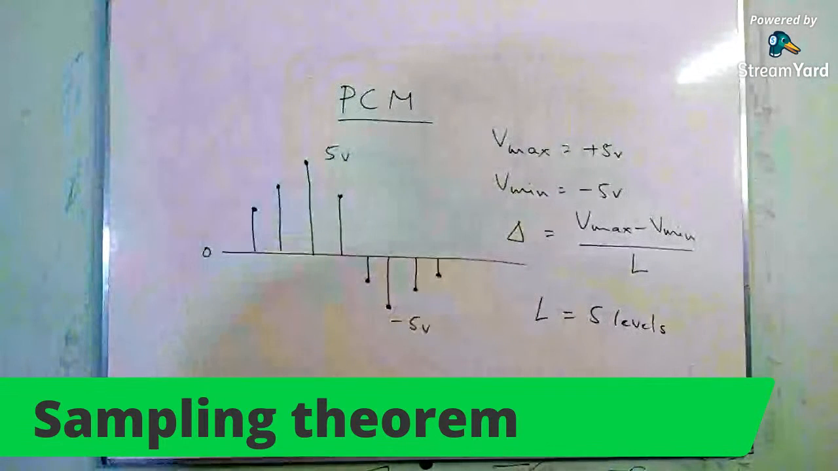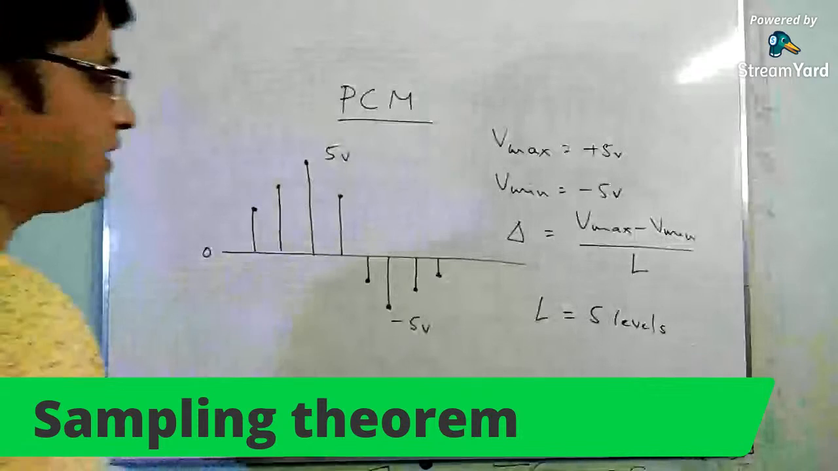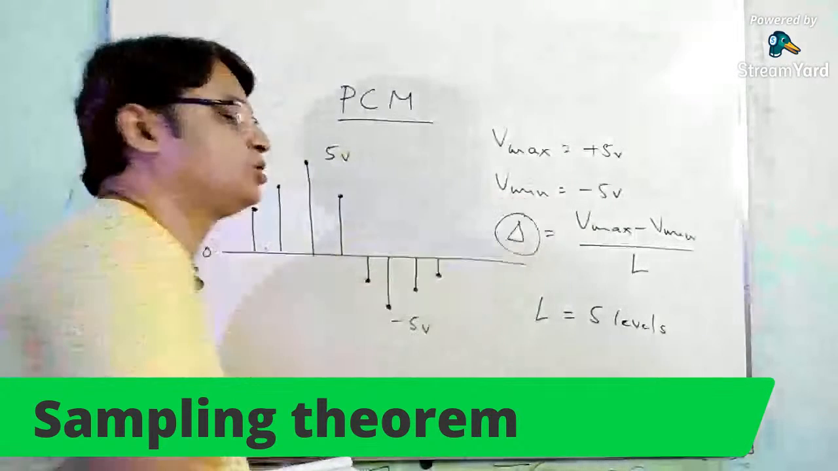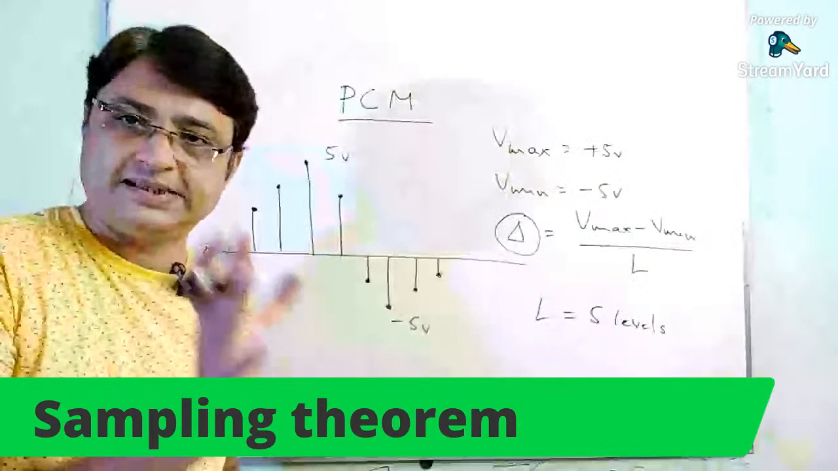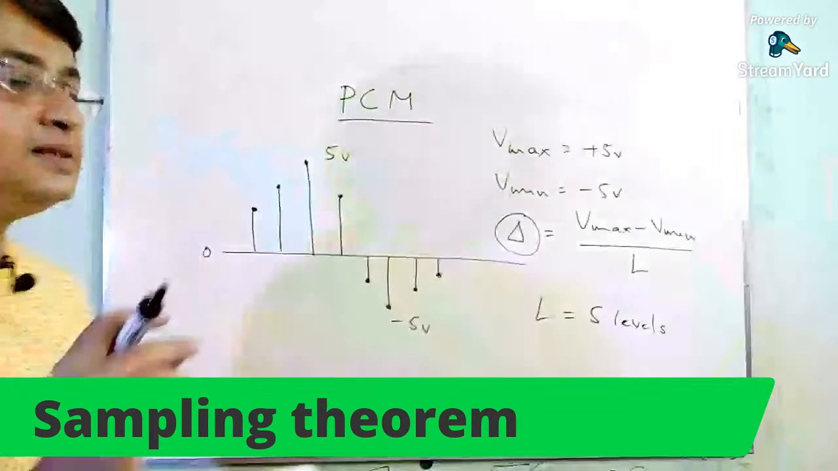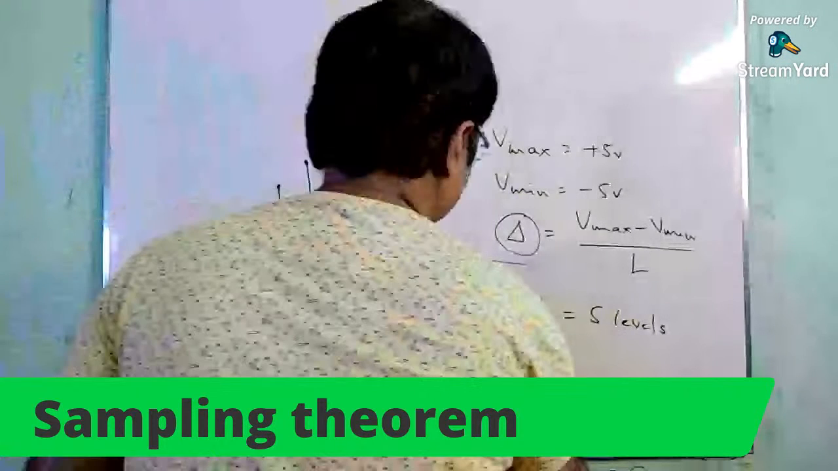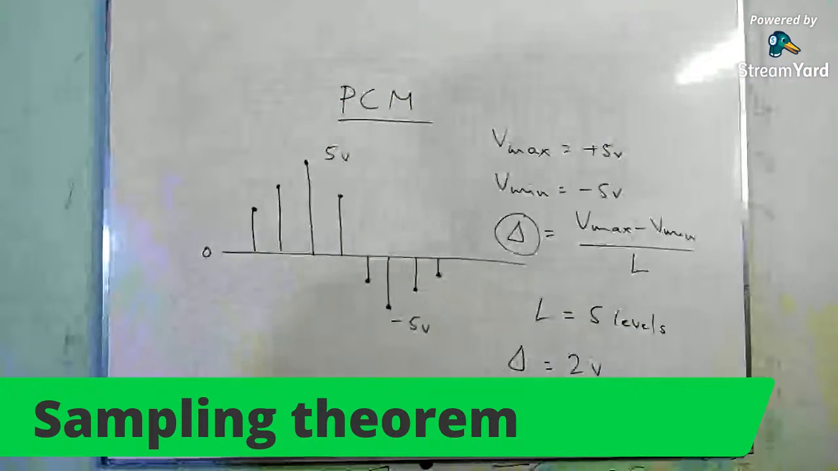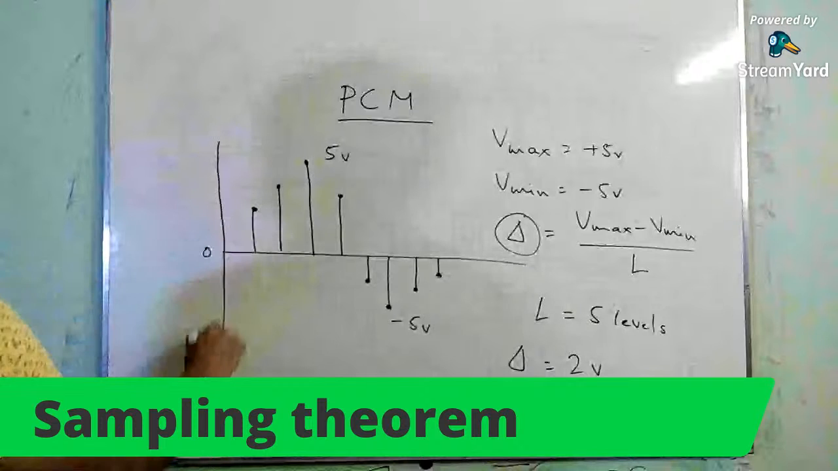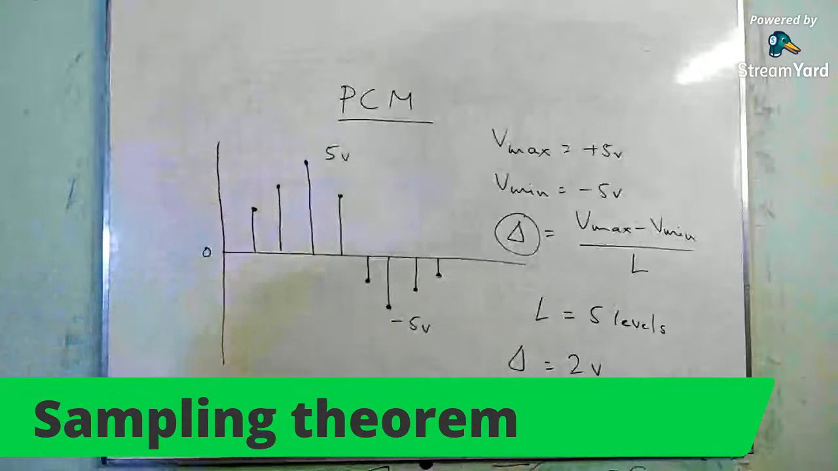Okay. So what will happen, if 5 levels are drawn, then the height of each zone, that is delta, is 5 minus minus 5, that is 10, divided by 5, that is the zone height should be 2 volts. The zone height is going to be 2 volts. So let's divide these values into 5 different levels having height of 2 volts.